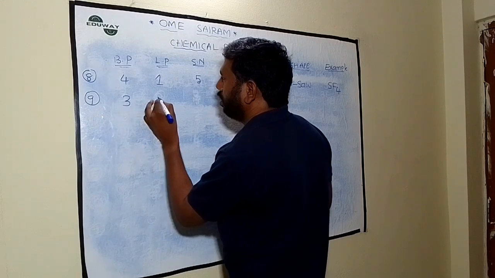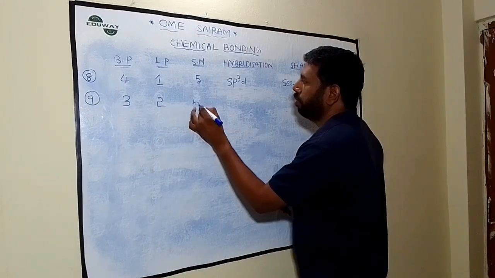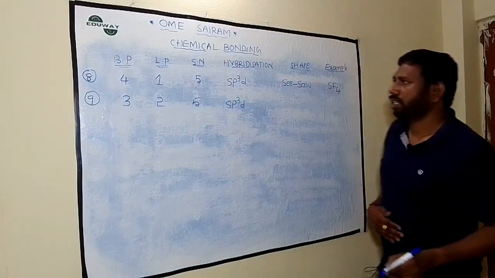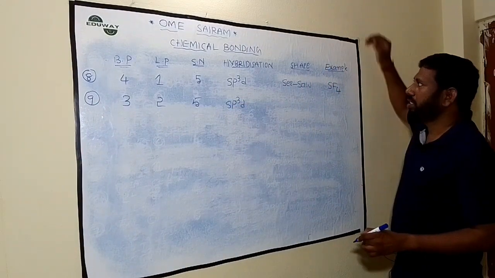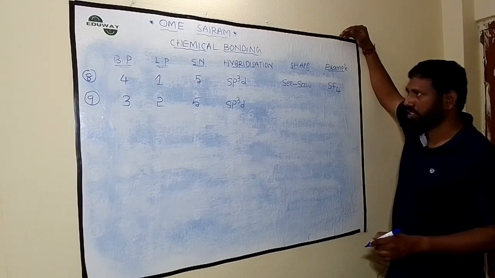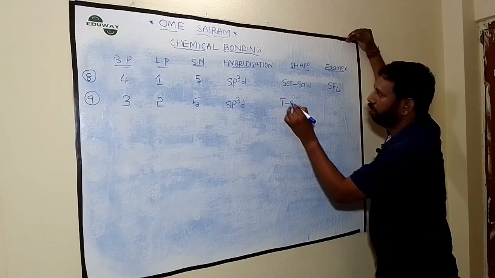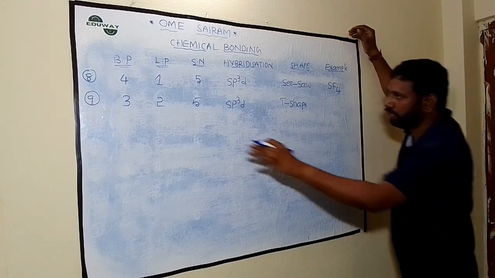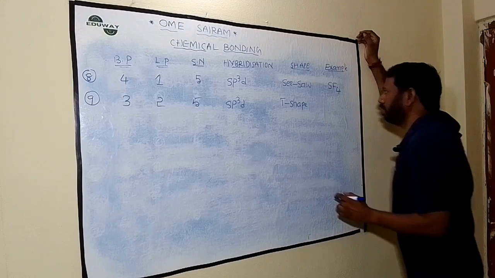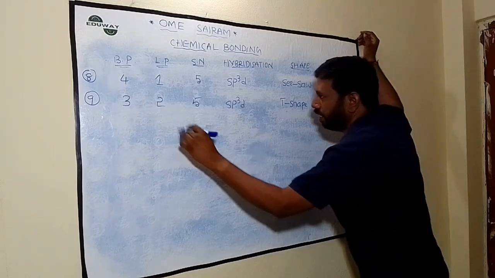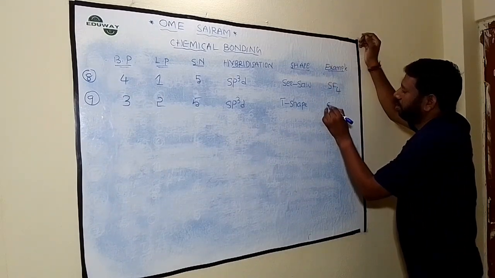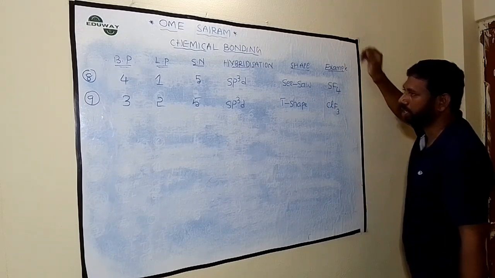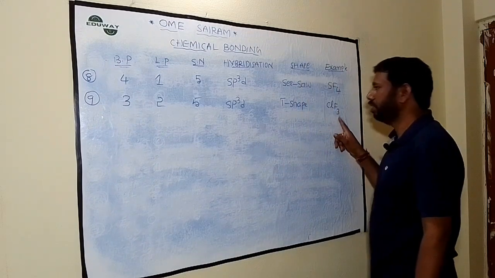Next, take 3 bond pairs, 2 lone pairs. Steric number 5, hybridization sp3d. If any molecule has 3 bond pairs and 2 lone pairs, the shape should be T-shape. And example, how many bond pairs are there? 3 bond pairs. That means it contains 3 atoms attached to the central atom. ClF3. That means 3 atoms attached to the central atom chlorine. It contains 3 bond pairs and 2 lone pairs.